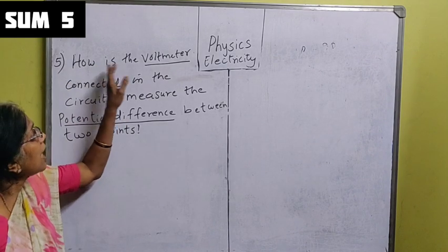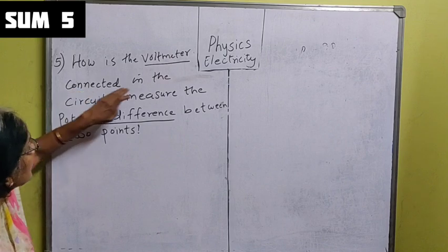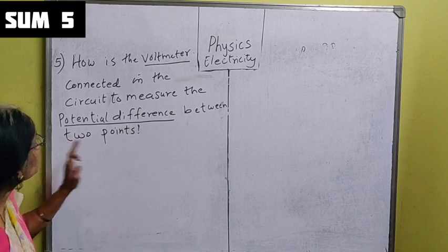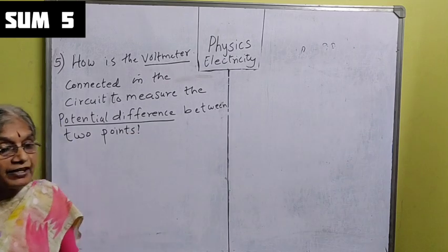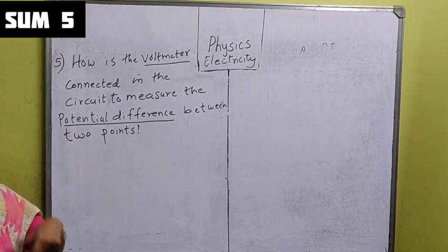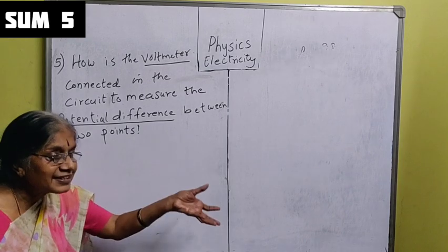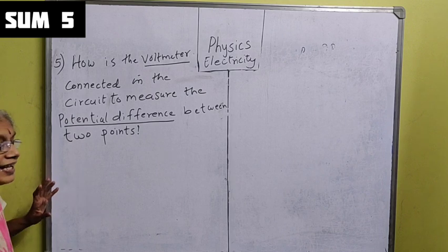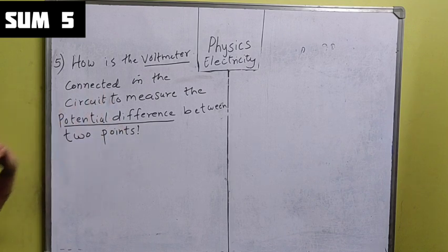It is asked, how is the voltmeter connected in the circuit to measure the potential difference between 2 points? It can be potential difference across a bulb. It can be potential difference across a resistance. How should you connect the voltmeter?